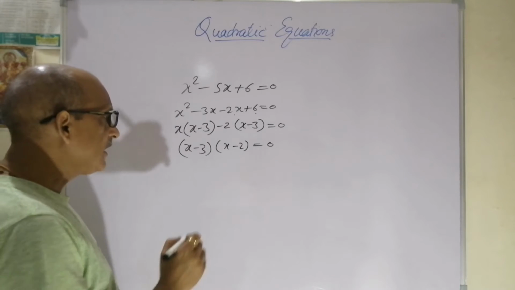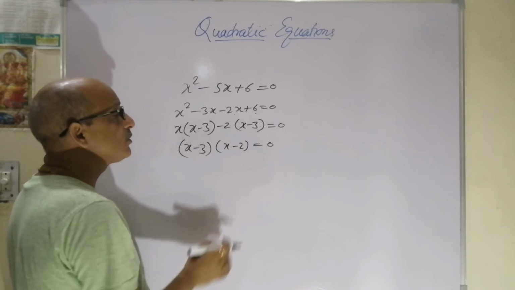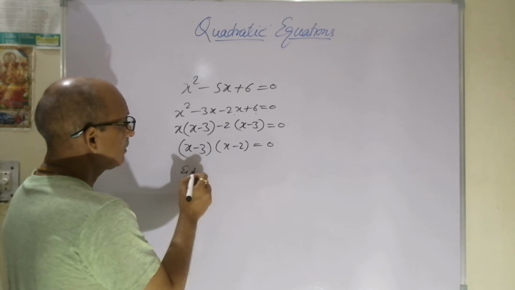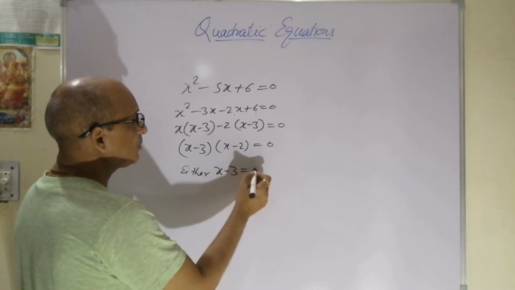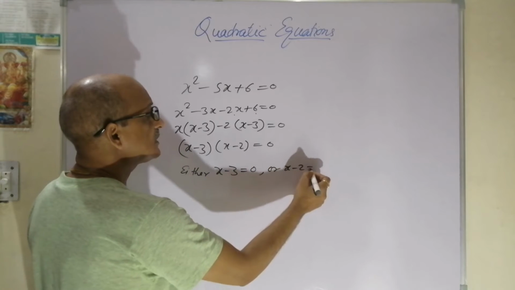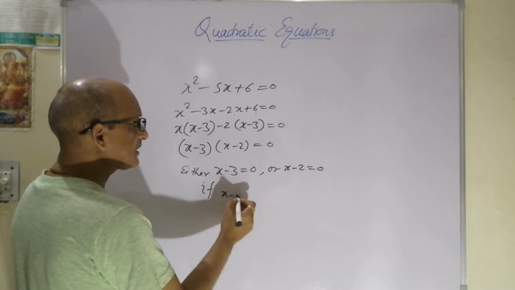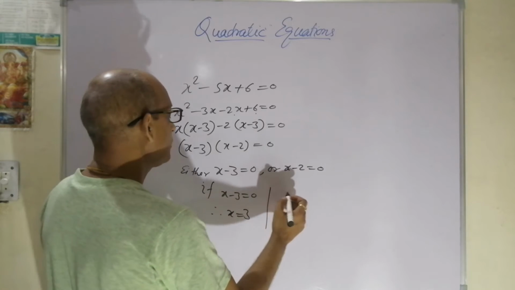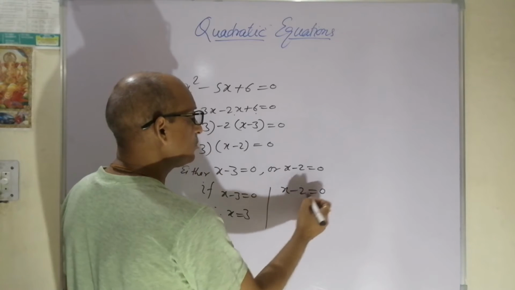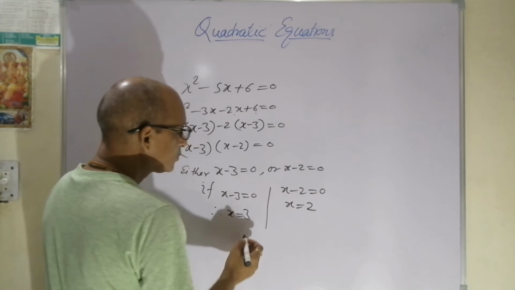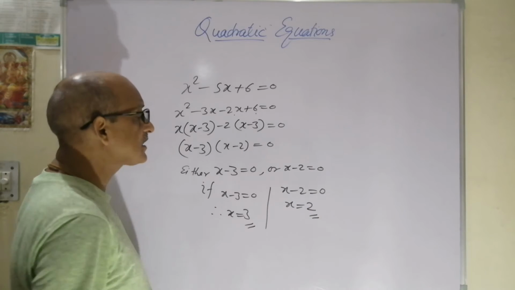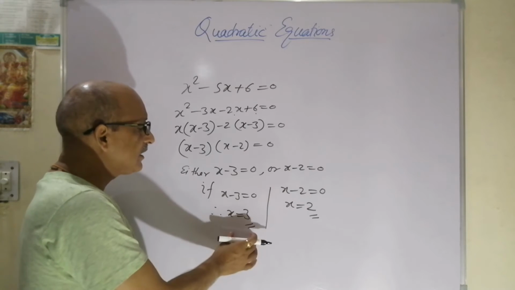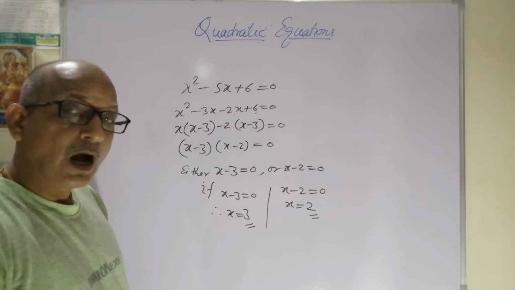It is clear that the product of two numbers can be 0 only when at least one of them is 0. So either x minus 3 is 0 or x minus 2 is equal to 0. If x minus 3 is 0, then x is equal to 3. If x minus 2 is equal to 0, x is equal to 2. So these two values of x are the roots of the equation. In case of a polynomial we would have termed them the zeros of the polynomial. I hope it is clear.